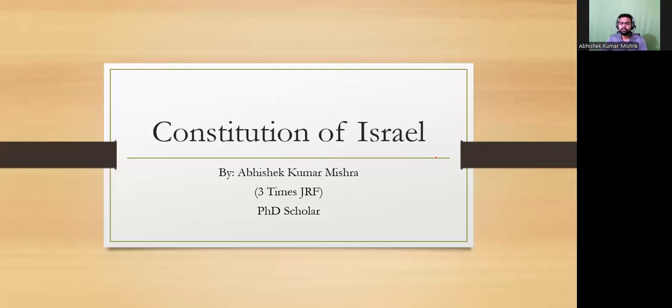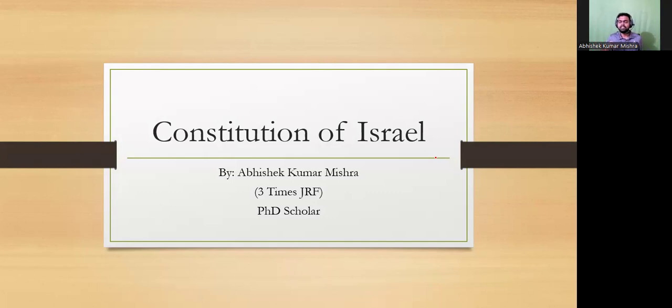In this video, we are going to discuss the Constitution of Israel. Israel got its independence from British imperialism on 14th May 1948. Soon after, the people of Israel decided that they were going to make their own constitution, I mean a written constitution. But they were soon embroiled in a lot of wars, like the Arab War in 1948, so they were unable to make their written constitution.